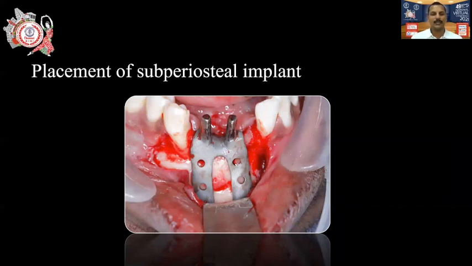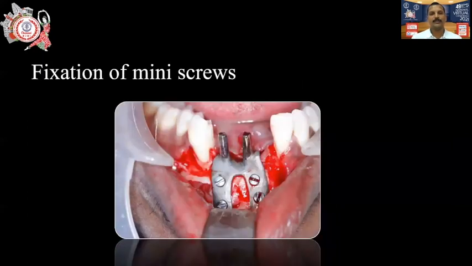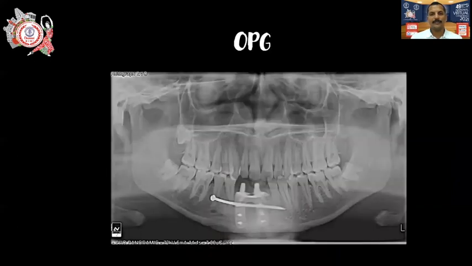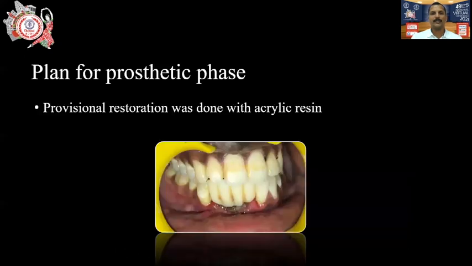Once the occlusion and angulation were checked and we were okay with them, we used fixation screws, and then suturing was done. Immediately after the suturing, we can see the post-operative view. All the screws were intact and placed without impinging on any vital structures. Post-operatively the patient was fine, and we gave a provisional restoration. Once the provisional restoration was given, the soft tissue healing was satisfactory.